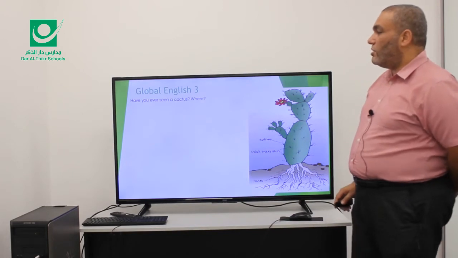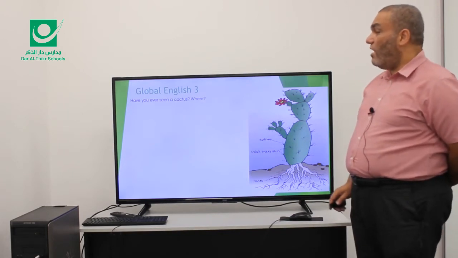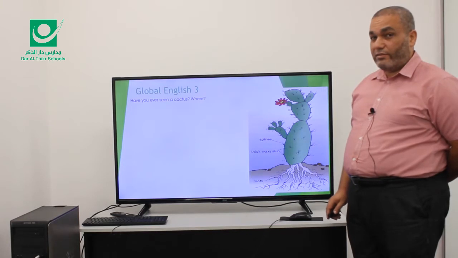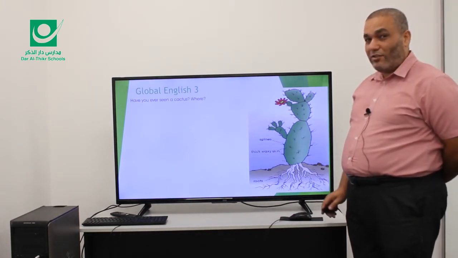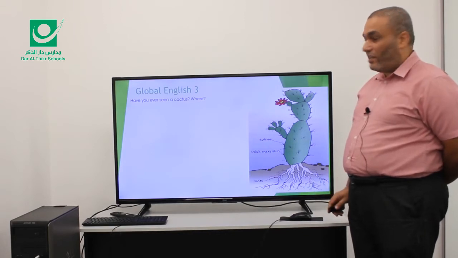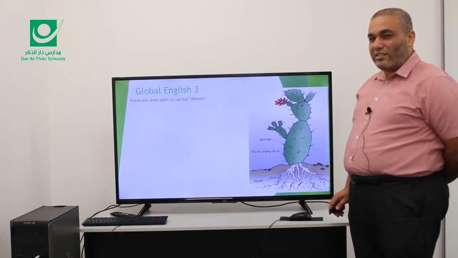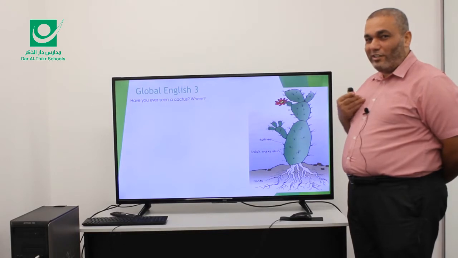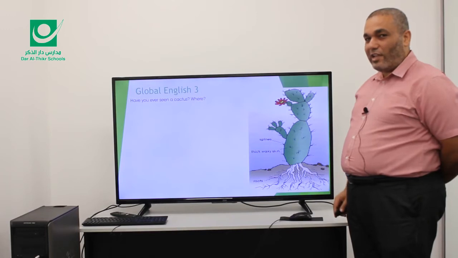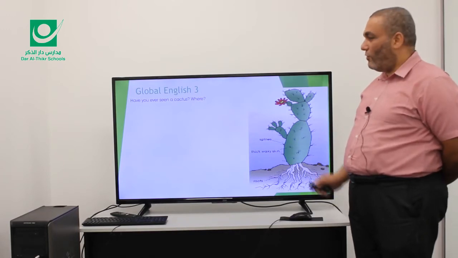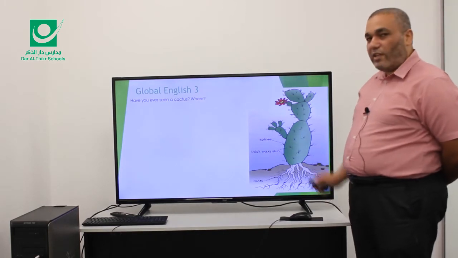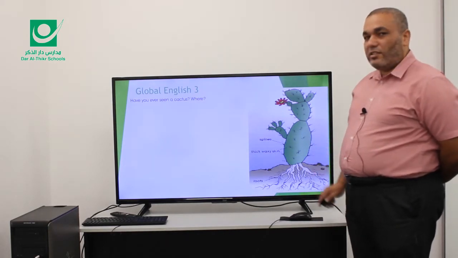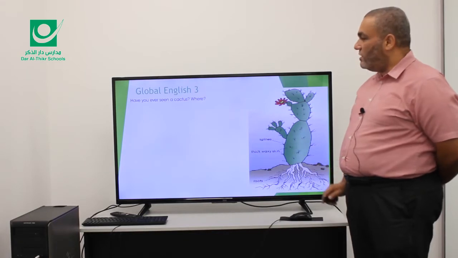Okay. My question now is, have you ever seen a cactus? You can answer the question with me. Have you ever seen this plant? Of course, we can see it. But where can you see it? In my garden, I can see cactus. Can you see cactus anywhere? Of course, yes, we can see it in many different places. But actually, this plant can be seen in the desert.